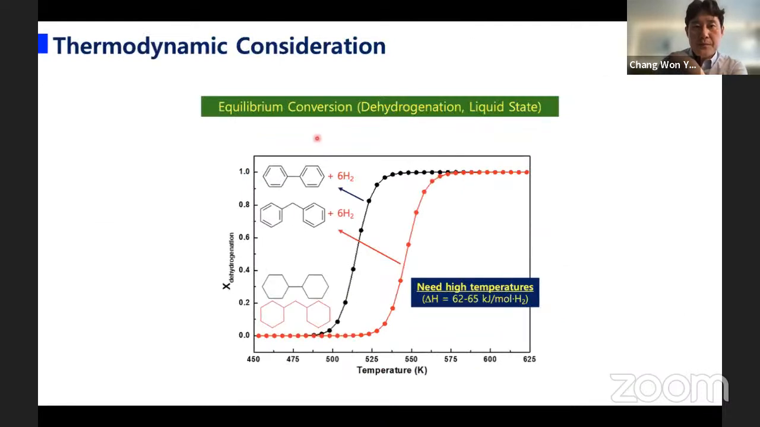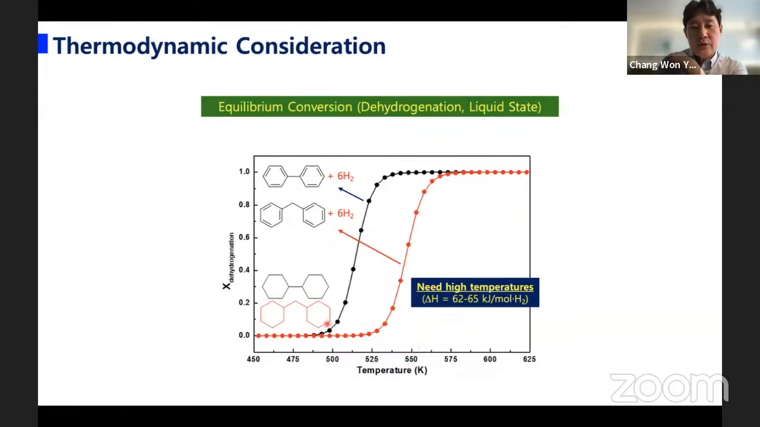And the problem here, not only for this material but for LOHC in general, is again the dehydrogenation reaction, because the dehydrogenation reaction is endothermic. So if you look at this equilibrium conversion, the x-axis is temperature and the y-axis is conversion. Under 500 kelvins of reaction temperature, the major form will be the hydrogen-rich form.